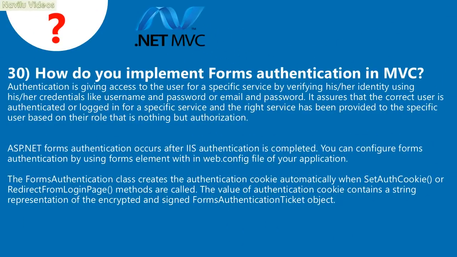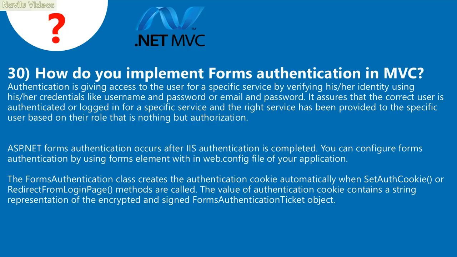30. How do you implement forms authentication in MVC? Authentication is giving access to the user for a specific service by verifying his or her identity using credentials like username and password or email and password. It assures that the correct user is authenticated or logged in for a specific service, and the right service has been provided to the specific user based on their role, that is nothing but authorization.